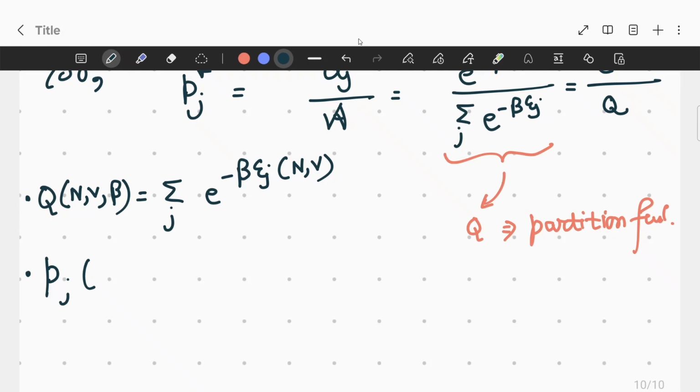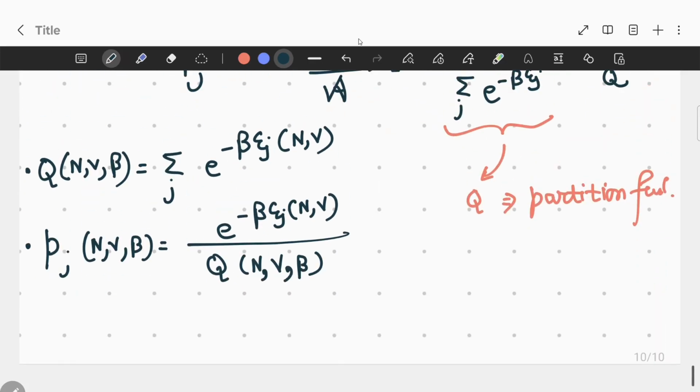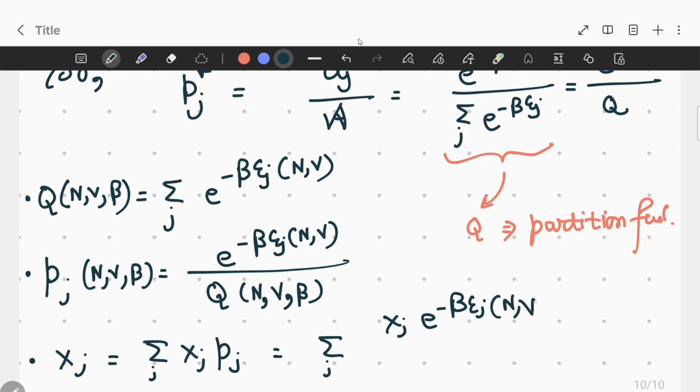So pj will be e to the power minus beta ej divided by Q. So pj you know. So xj is easy to calculate. xj was the sum over j of xj pj. So sum over j of xj e to the power minus beta ej, divided by Q. Clear?